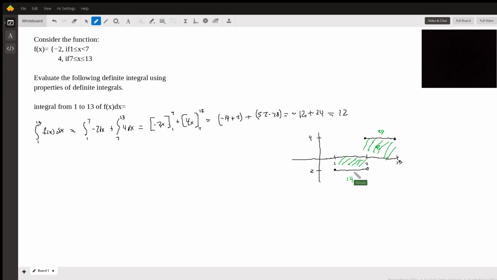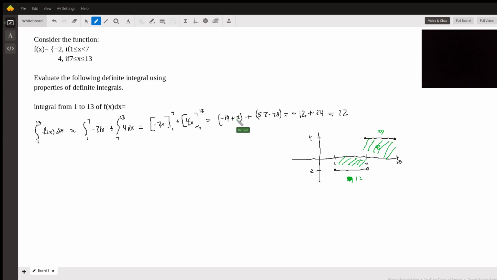Oh, you know what? Hold on a second. This is 12, isn't it? I apologize. That's 12 because it's 6 from here to here. I keep thinking that. All right. So it's 6 times 2, and then from 7, this is 6 long, and here 4 high, 24. And so now it matches what we're getting from the integration.